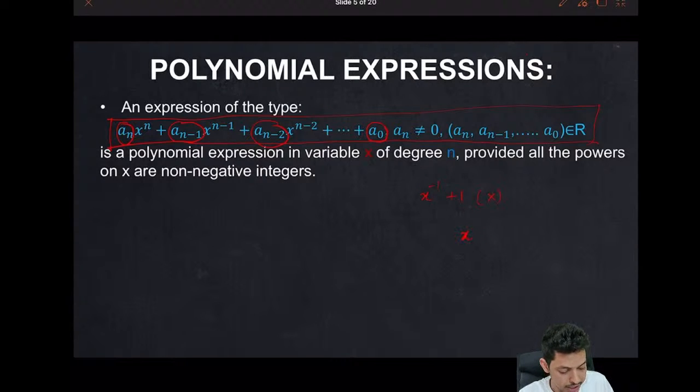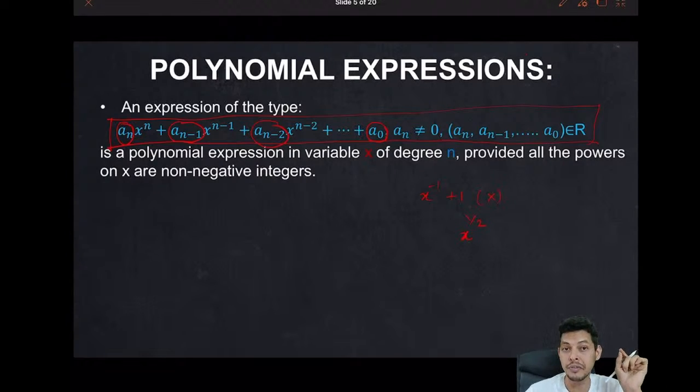Likewise, if somebody wants to write x to the power 1 by 2, any kind of algebraic term that contains x to the power 1 by 2 will not be treated as a polynomial. There is a certain criterion that a particular algebraic expression must qualify for it to be treated as a polynomial, and that is that the variable must have a non-negative integral power on it.